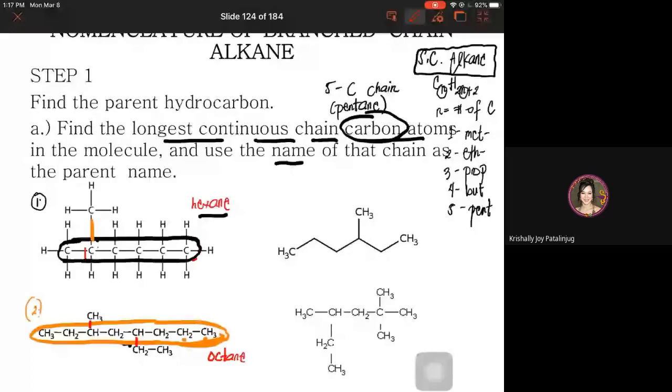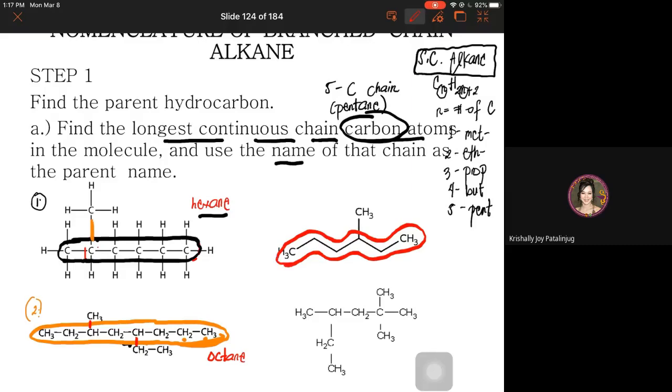So, octane. Isa siyang substituted octane. Meron siyang substituent. Meron siyang branch. Okay, next. Dito, obvious naman yung parent 1. Okay, ito yung parent. Okay, so yan yung parent.